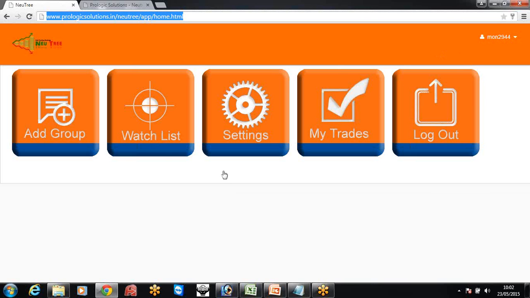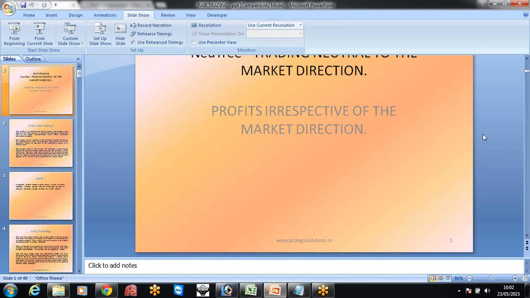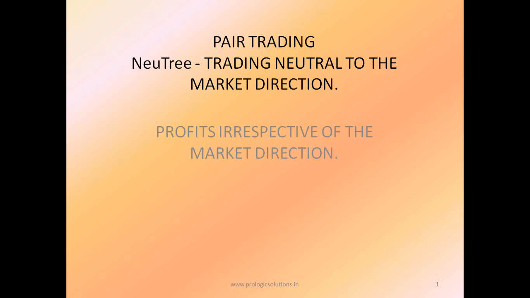Before getting into the interface, I would like to start with a small theoretical presentation of how this whole application works. I'll give you the basic theoretical idea in a few minutes, and after that, in case you have any doubts, you can type it in the chat box, and then we can discuss various issues. Like, what is this pair trading? Pair trading is nothing but trading neutral to the market direction.